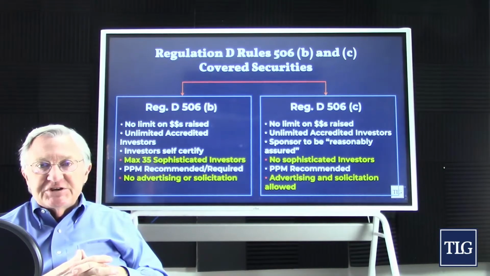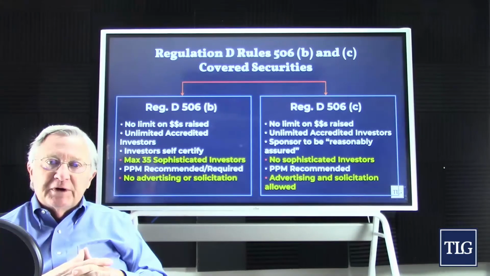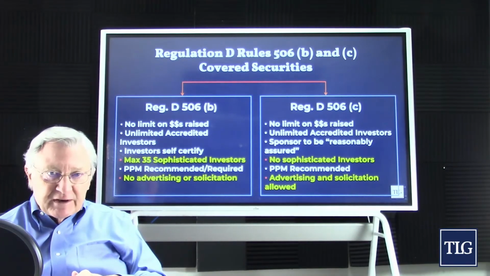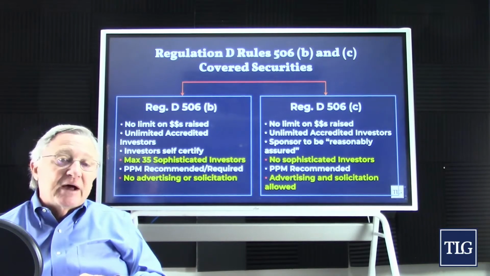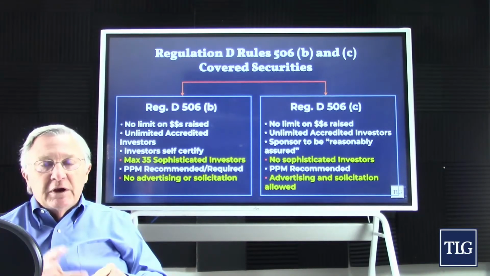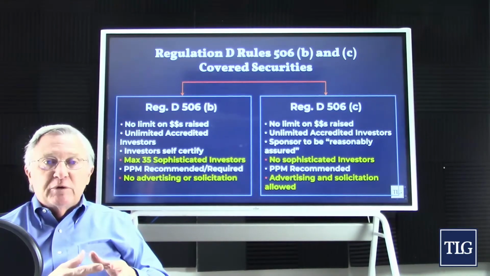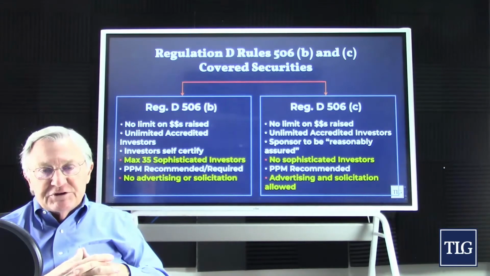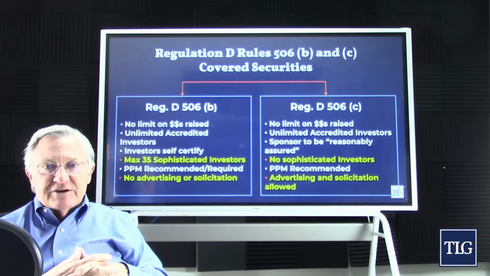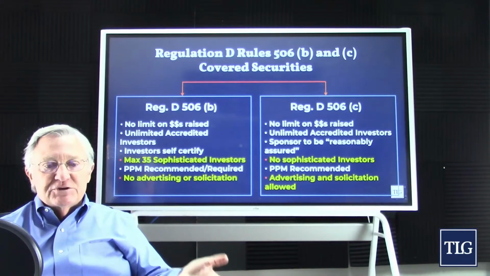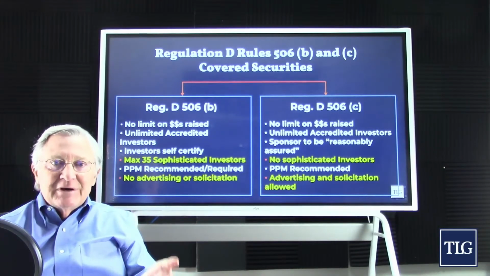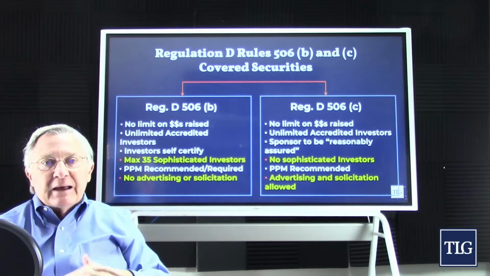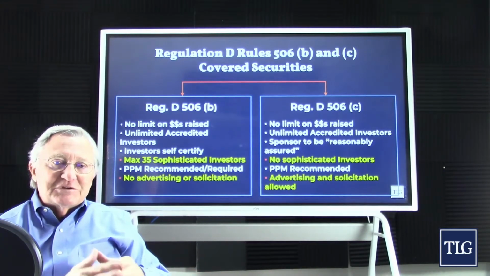Well, 506C is relatively new. It came out of the Jobs Act. And the issue there is you can't have any sophisticated investors, but you can advertise. You can advertise to anyone. You just have to take steps to be reasonably assured that anyone who sends you money in your deal is an accredited investor. So we've got these two things going on. And what's the question? The question is, can I do both of these in the same offering and not run awry with the rules of integration?